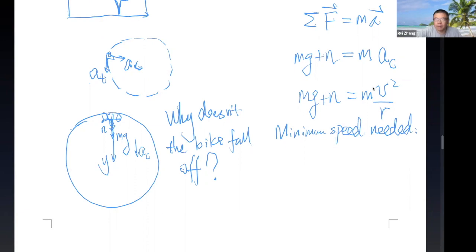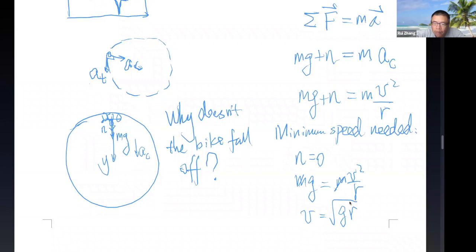Well, for the minimum speed, that basically means the normal force goes to 0. So there's no normal force. There's only gravity. So mg equals mv squared over r. So m cancels out. So the speed is given by g times r, and then square root.